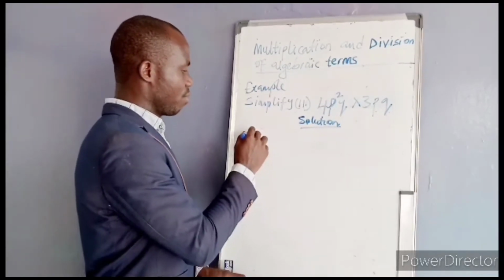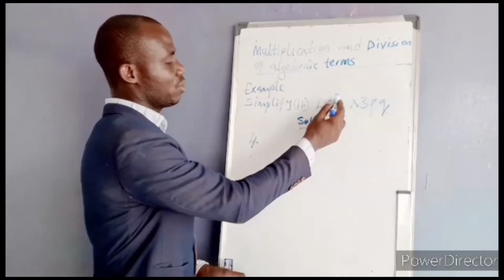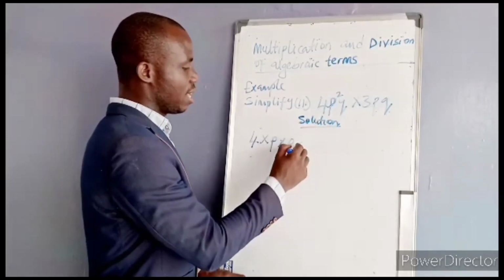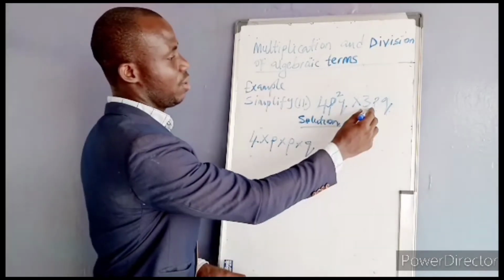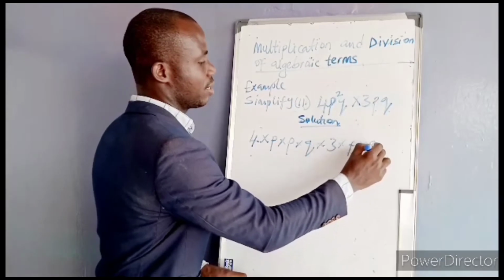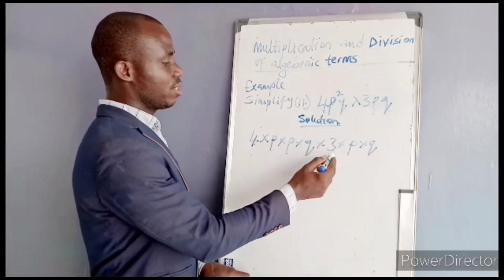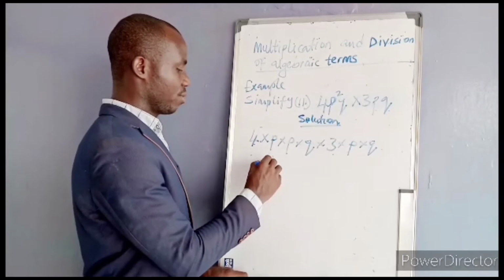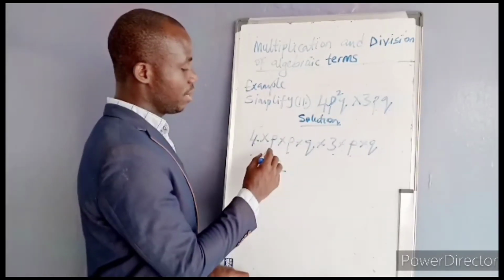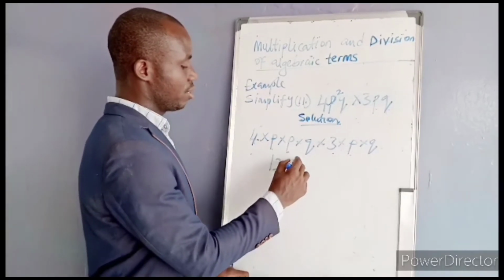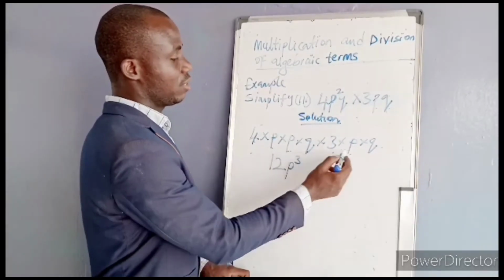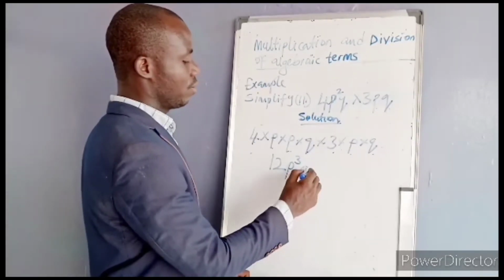So we have 4 p squared, the same thing as p times p, times q. Then we have times 3 times p times q. 4 times 3 is 12. p times p times p, there are 3 p's, so it's going to be p raised to the power 3. 1, 2, 3. Then q, there are 2 q's, so it's going to be q raised to the power 2.